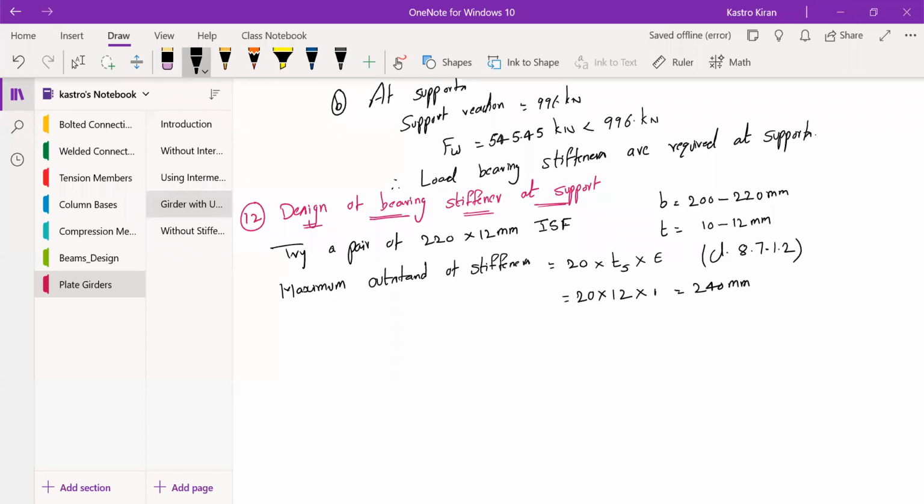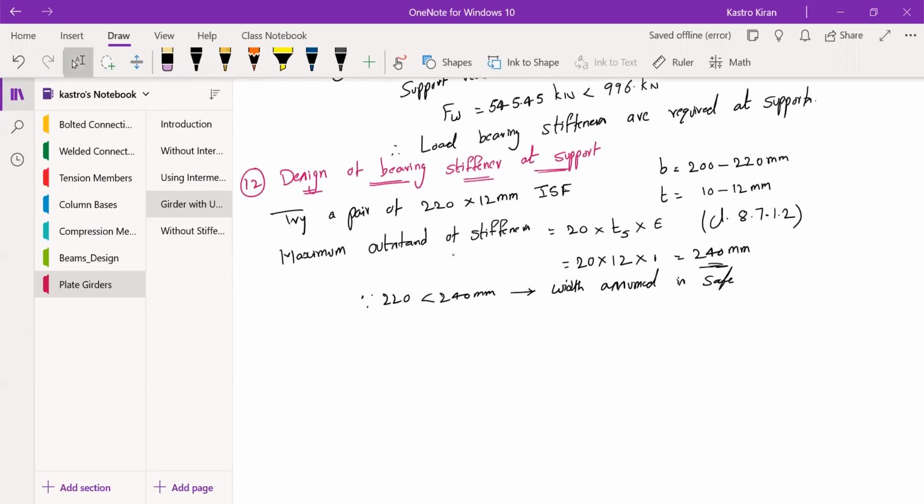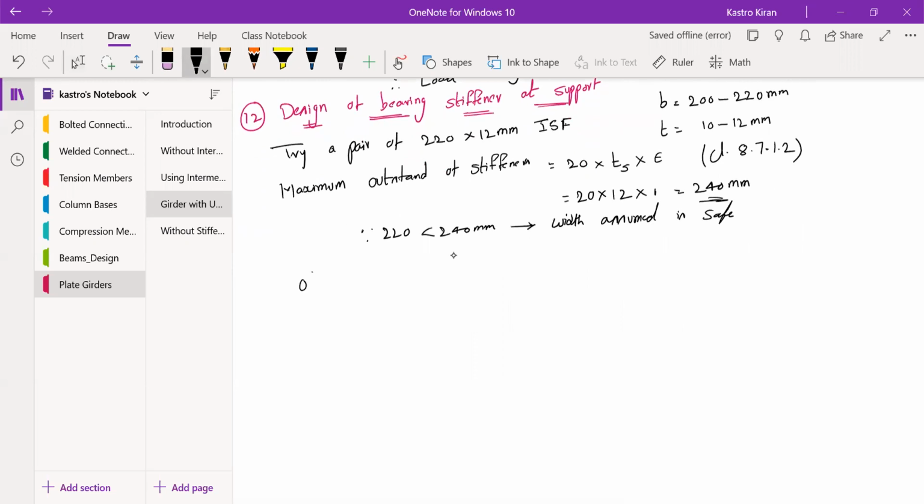Okay. So how much have you provided? You have provided 220, right? So the maximum outstand is 240. That means it should not exceed 240 mm. So you have provided within the limits only. Since 220 is less than 240 mm, the width assumed is safe. Similarly, you have to do another check, which is outstand at core portion. I'll let you know what this outstand of core portion is.